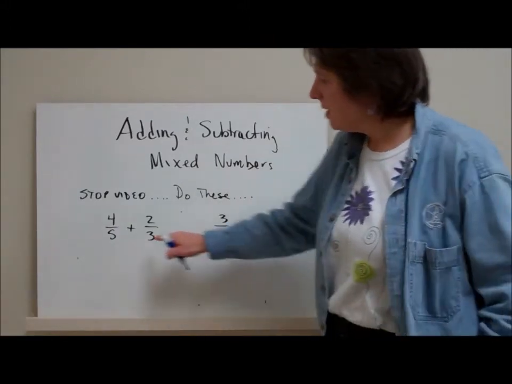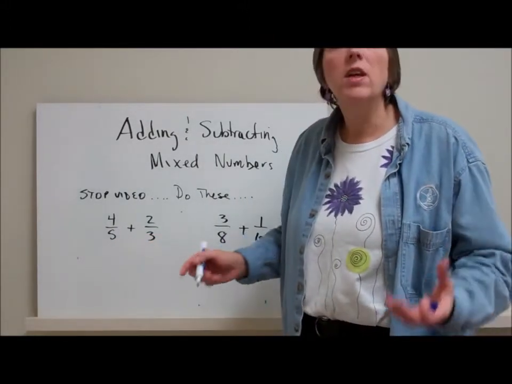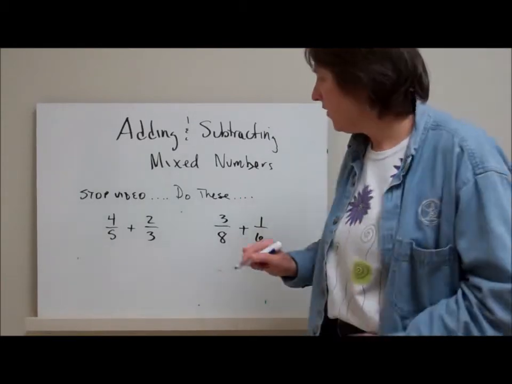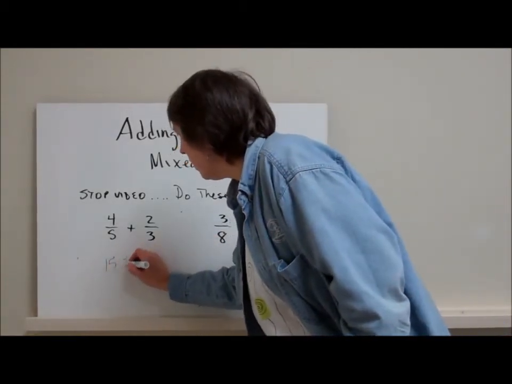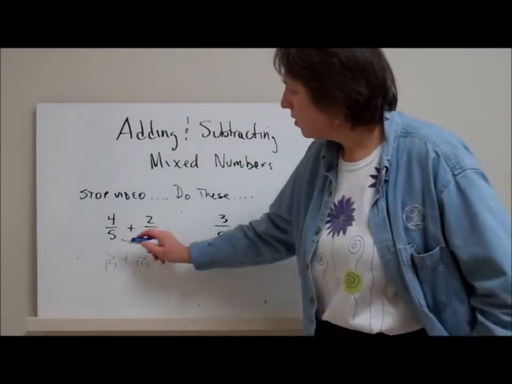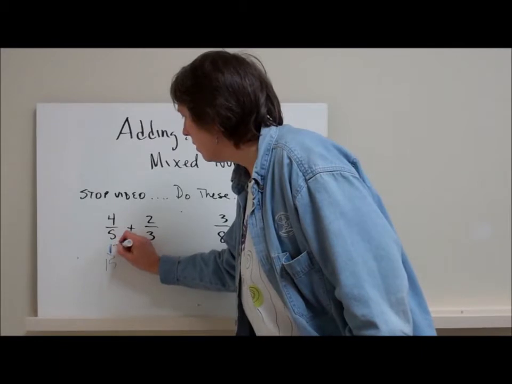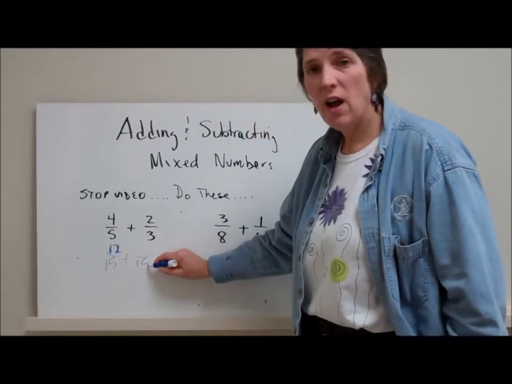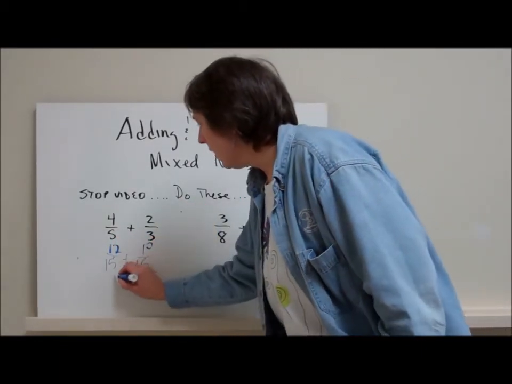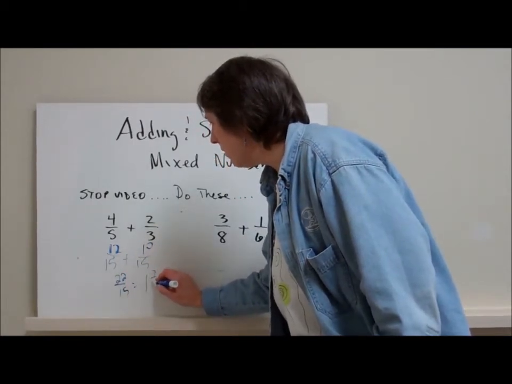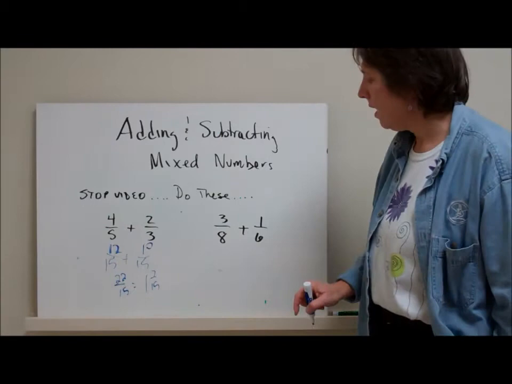You recognize that these are unlike denominators, so you have to get a common denominator. What's the common denominator? 15. So when we have 15 as the denominators, 5 goes into 15 3 times, 3 times 4 is 12. 3 goes into 15 5 times, 5 times 2 is 10. The answer is 22 over 15, or 1 and 7/15. Either one of those is correct.